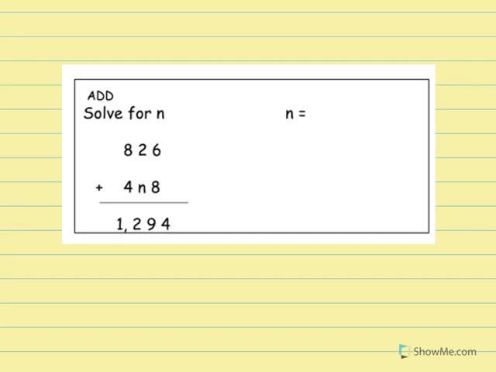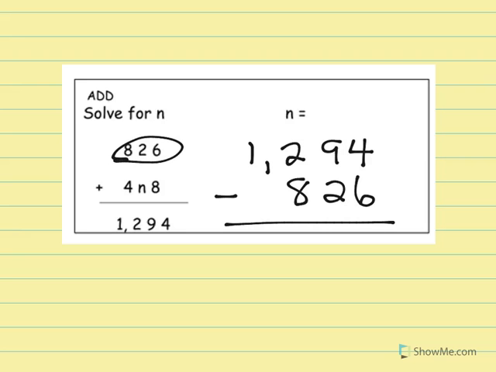Okay, in our addition box, we are solving for n, the unknown. We have 826 plus 400 something 8, and our sum is 1,294. Now remember, we can use the inverse operation to figure out what n is. So I'm going to take 1,294. I'm going to take what I know, 826. I'm going to use that inverse operation of subtraction and solve.